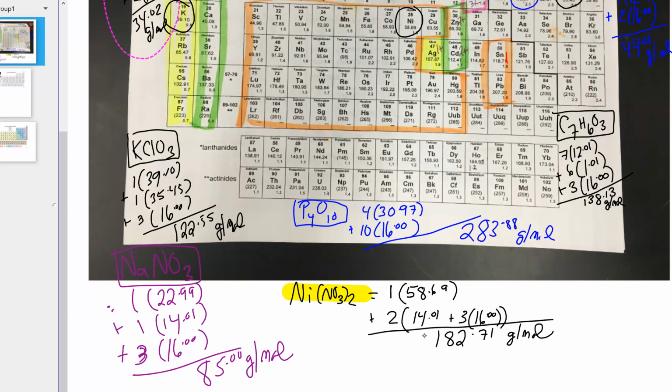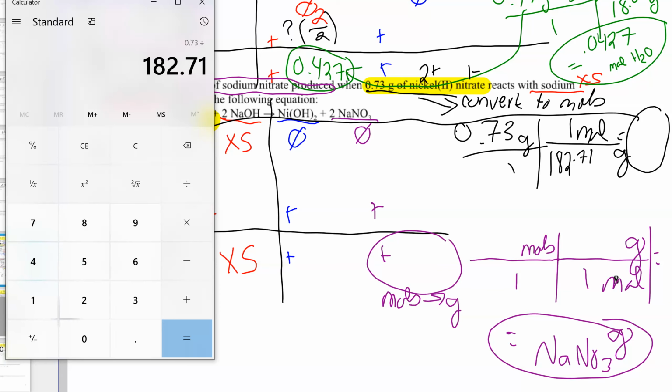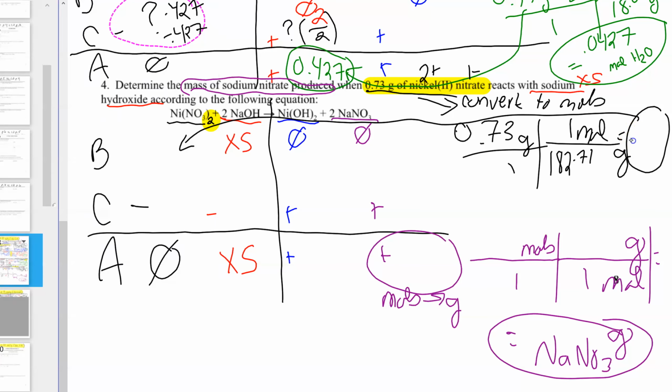So this is how I'm going to figure out my moles of nickel 2 nitrate. Let's take 0.73, divide by 182.71, and we're going to get 0.003995. So 2 zeros, 3995. And that's going to be my moles. So this is what number goes in right here: 0.003995. And I'm going to exactly use up all of it during the reaction.